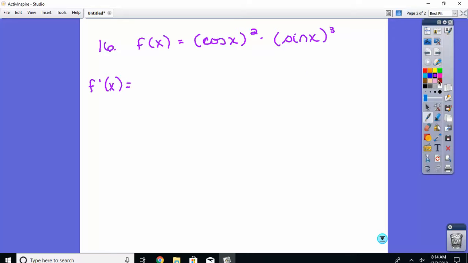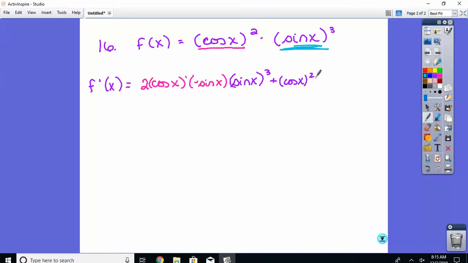So derivative of the first, looking at this first piece, to do its derivative, the 2 comes down, inside stays the same. You subtract 1 from your power, now it's just the first, times the derivative of the inside, derivative of cosine, negative sine. Now that's just the derivative of the first piece. We still have times the second one. Plus the first times the derivative of the second.